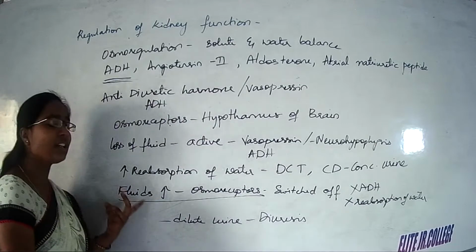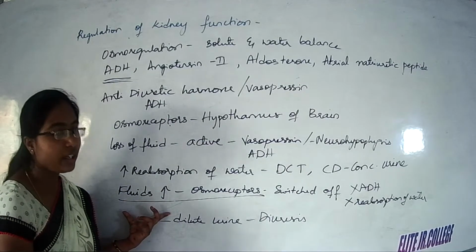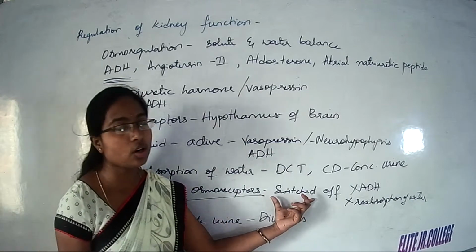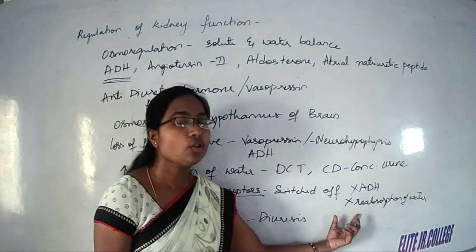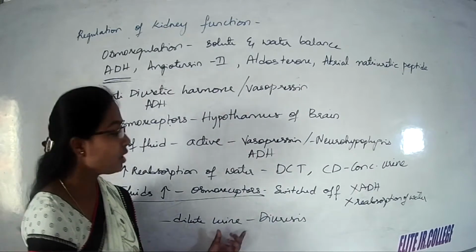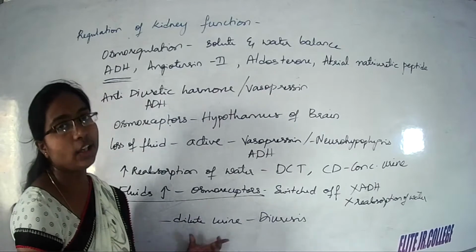Okay. The other condition where the fluid volume is increasing in the body, then the osmoreceptors are going to be switched off. When the osmoreceptors are switched off, then there is no production of ADH. When there is no production of ADH, no reabsorption of water, as a result of which dilute urine is going to be produced. So this condition is called diuresis.